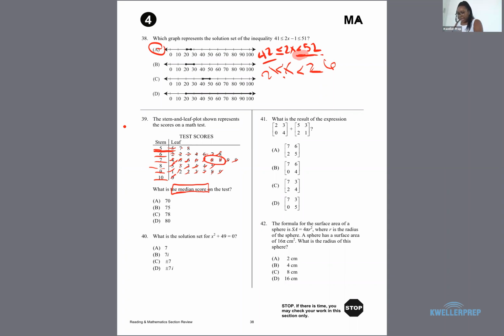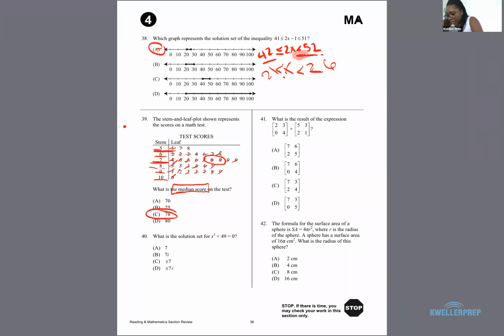So the middle two test scores, because they're in the 70% mark range, are 78 and 78. The 8 occurs twice. So you don't really have to add them up and divide by 2, because you're going to get the same value if they're the same number. So the median score is 78. Do you guys understand? All right, cool.